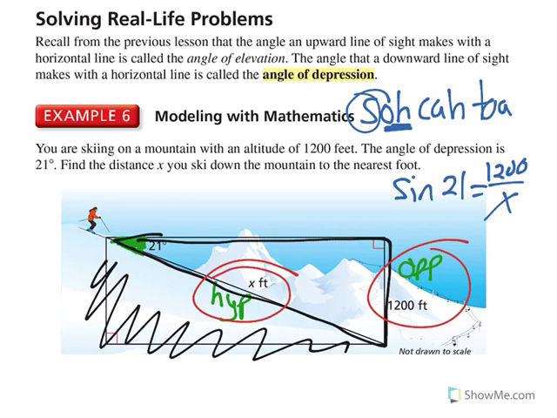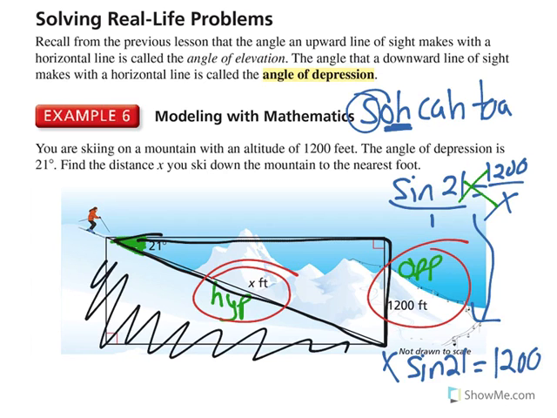When I have that equal sign in the middle and I have a fraction, technically this sine of 21 can be over 1. I can always add that 1. So I'm going to cross multiply, and if I move this down here so I can see it, I would get x times sine of 21 equals 1,200. I need to get x by itself, so I'm going to divide both sides by sine of 21. That cancels that part out, and I'm just left with x equals 1,200 over the sine of 21.